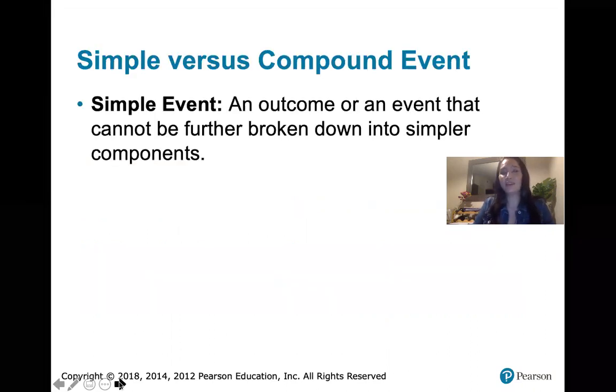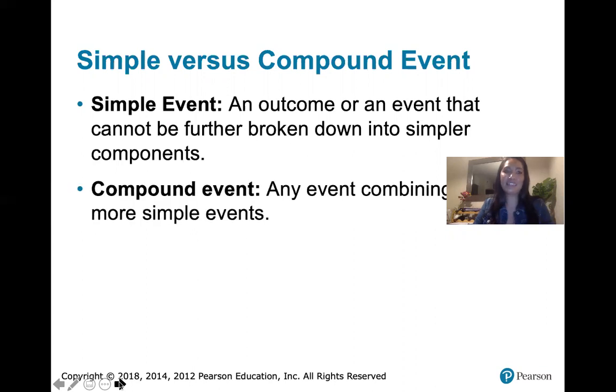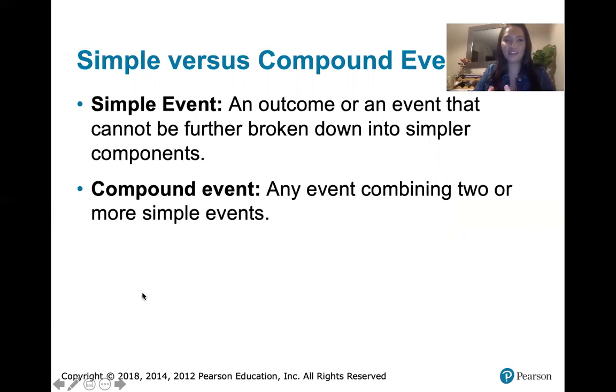Simple events have already been defined. We defined them in lesson 4.1. We said that simple events are outcomes or specific events that cannot be further broken down into simpler components. A compound event is any event that's not simple. This is an event that combines two or more simple events.